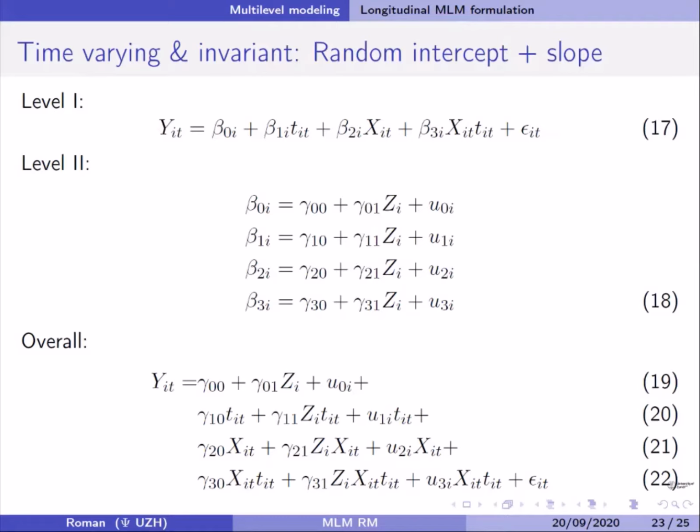And finally, the term we're really interested in here. Gamma 3,0 is the fixed slope of the interaction of X and T. So this is saying, again, when Z is equal to 0, so when you are female, a 1 unit increase in time corresponds with an expected gamma 3,0 change in the slope of X on Y. I know that's a lot to break down here.